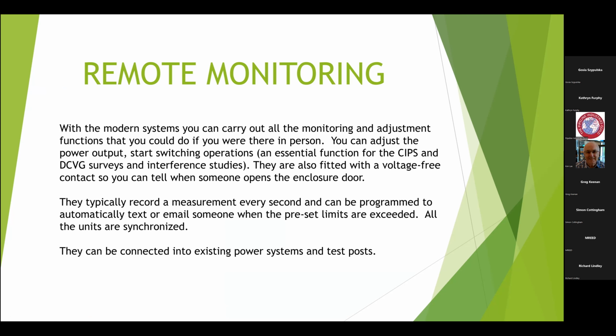So the task for the remote monitoring unit is that you should be able to do everything remotely that you could do if you were in front of it in terms of controls. I'm not talking about stripping it down, obviously. You need to be able to increase or decrease the output, and start the unit to switch on and off, which is something we have to do for close interval potential surveys and DCVGs, and also for interference studies. There is also a little contact on it that you can rig up, so if somebody opens the enclosure door, you get an alarm sent to somebody.